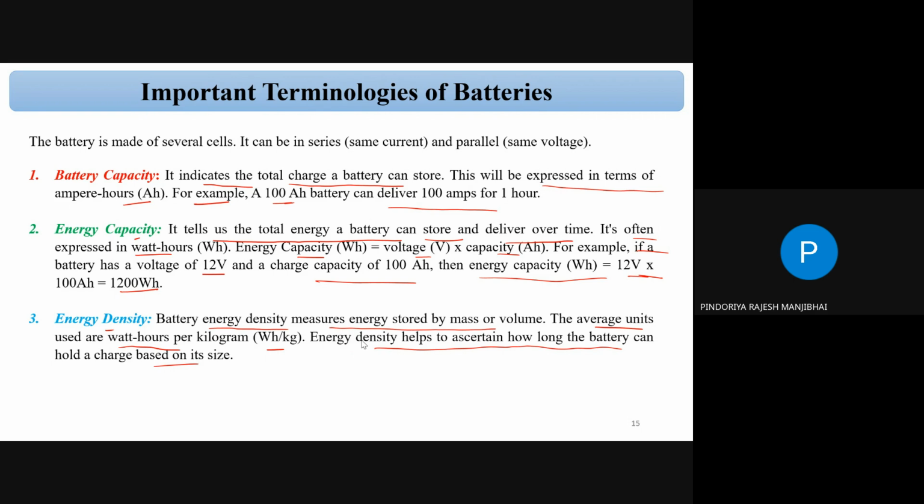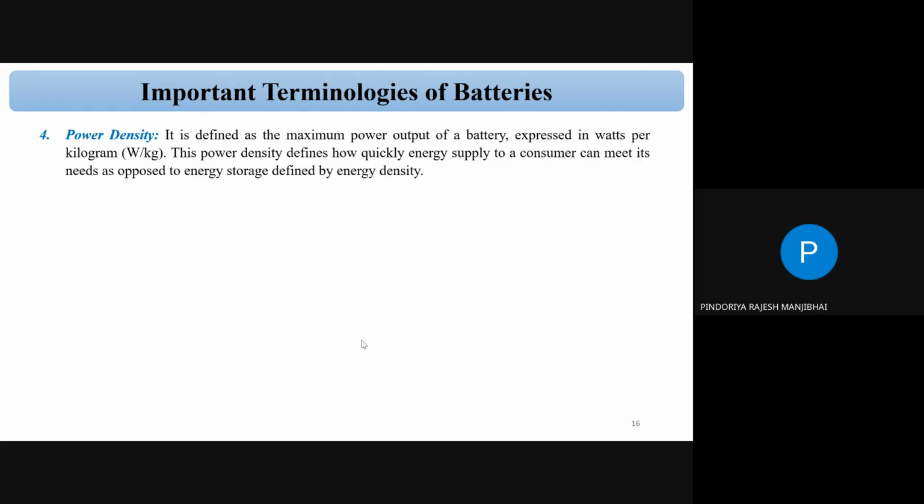Next, power density. It is defined as the maximum power output of the battery, expressed in watt per kilogram. So the power density unit is watt per kilogram. This power density defines how quickly energy can be supplied to meet the consumer's needs, as opposed to the energy stored, which is defined by the energy density.